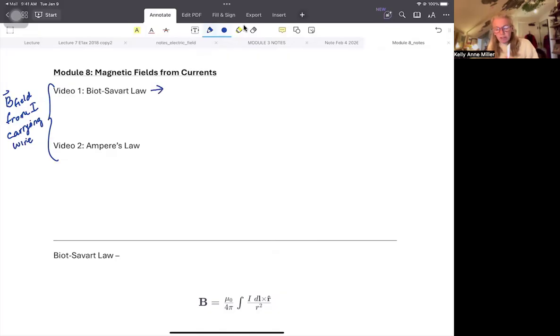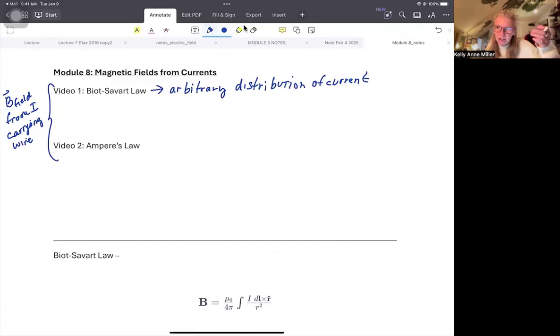What this one allows us to do is take an arbitrary distribution of current. There doesn't have to be symmetry in order to use the Biot-Savart law. You can have any arbitrary distribution of current, and from that, you can calculate the B field. Now, you always want to try to avoid using this if you can, because you'll see in a second that it involves an integral, and that's where Ampere's law comes in.